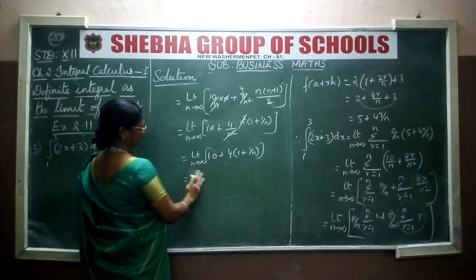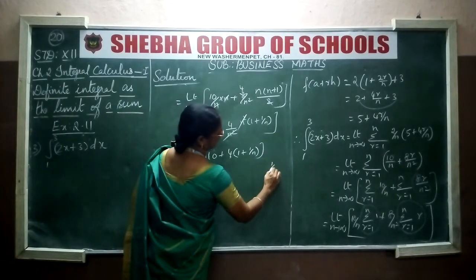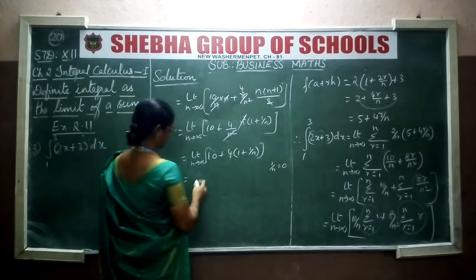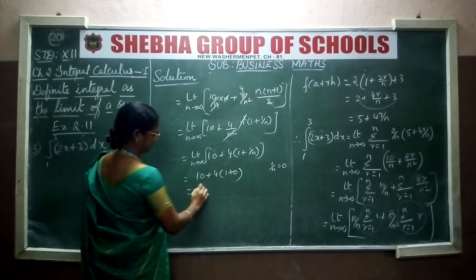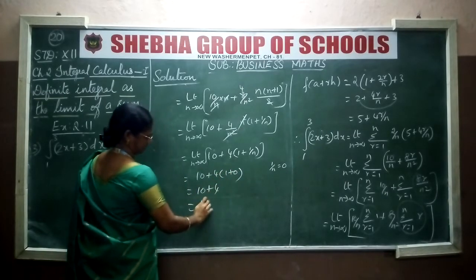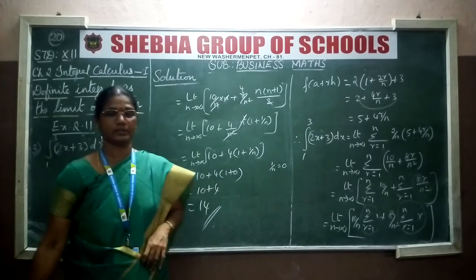So substituting n is equal to infinity here, 1 by n equal to 0. Therefore 10 plus 4 into 1 plus 0. We get 10 plus 4, which gives us 14. Understood?